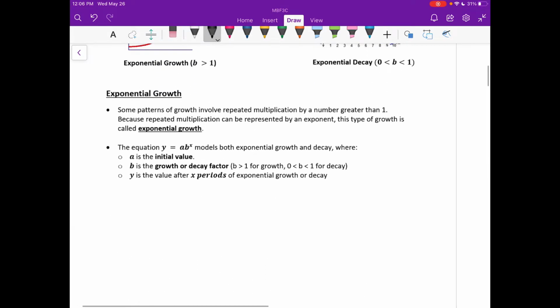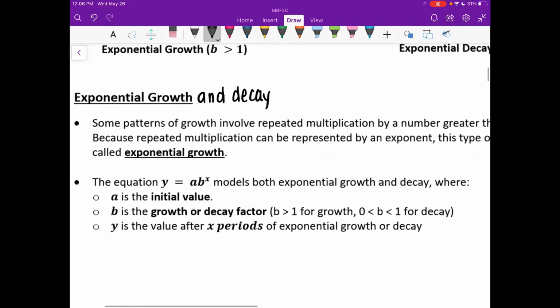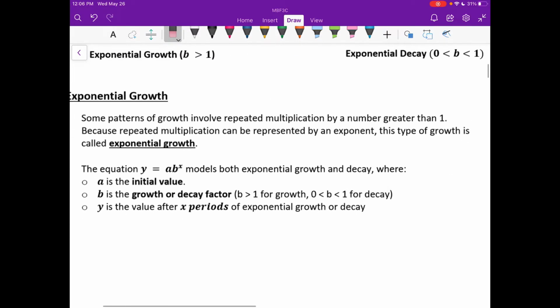Exponential growth. So some patterns of growth and decay. Some patterns of growth involve repeated multiplication of numbers greater than 1. And because those are repeated multiplications of numbers greater than 1 represented by an exponent, this type of growth is called exponential growth, right? So if you have repeated numbers multiplied by a number greater than 1, you'll notice that from 3 to the power of 1 to 3 to the power of 2, there's a big jump. Then 3 to the power of 3, there's a big jump. 3 to the power of 4, there's a big jump, right? So it grows very quickly.